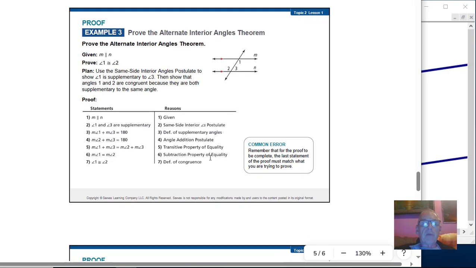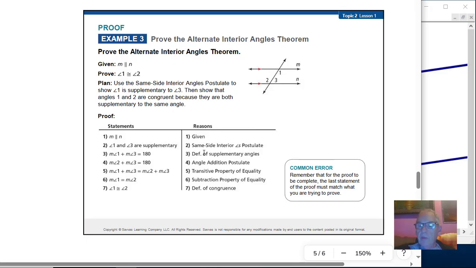Here's a proof of example 3. Prove the alternate interior angles theorem. So let's see what they did. We're given that M is parallel to N. Let me blow this up a little bit. We're given that M is parallel to N, and we want to prove that angle 1 is congruent to angle 2. So let's see how this proof needs to go.